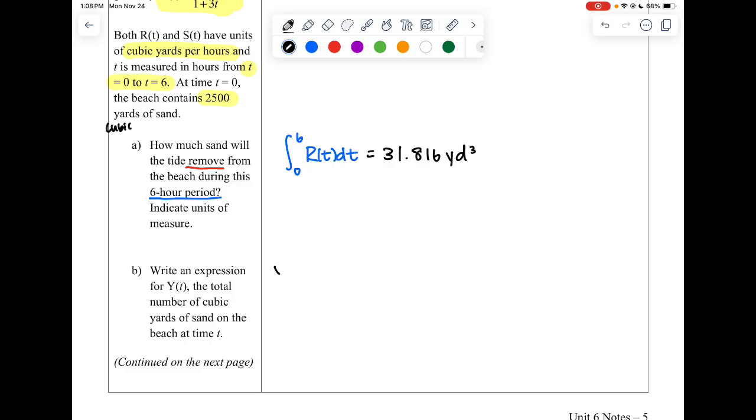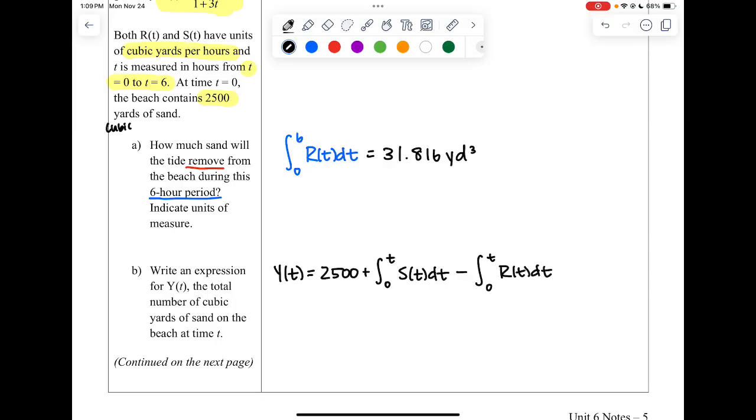So for y of t, I know that y of t is going to be equal to my initial condition of 2,500. Okay, then let's go ahead and add in our accumulation function. So I'm going to go from 0 to t of s of t dt. Okay, and then I'm going to subtract out the amount of sand over some sort of time period t of r of t dt. Now, I wrote this down.